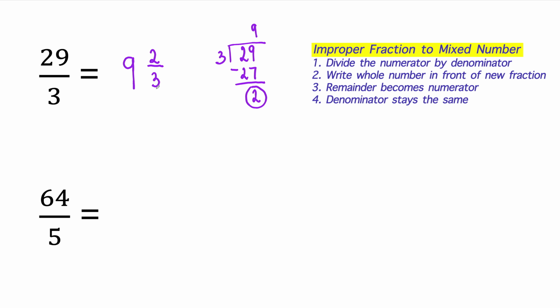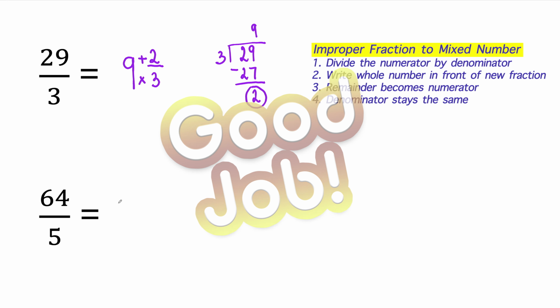Now we can check the answer. This is how you do it. 3 times 9 is 27, plus 2 is 29. So we got it. Now let's do one more.